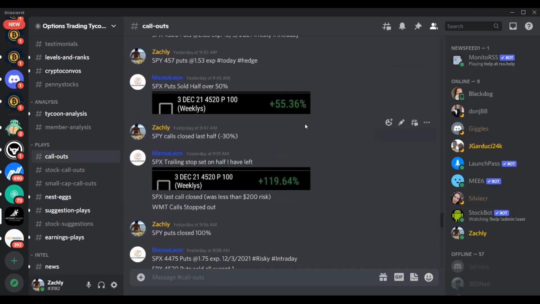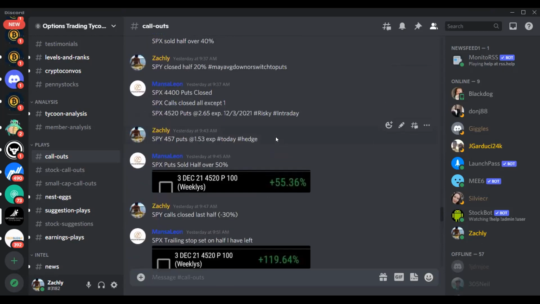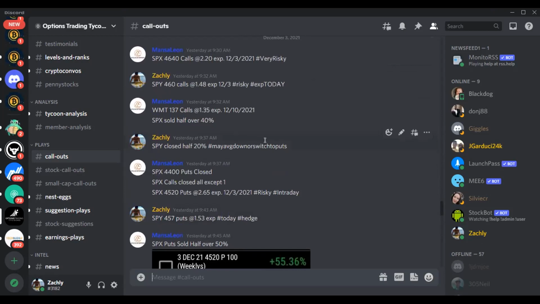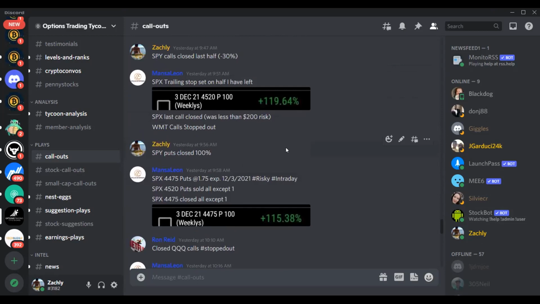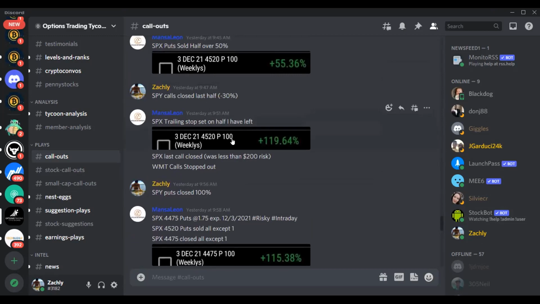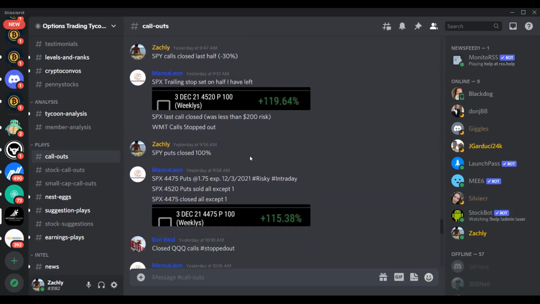But if you notice, we entered the SPY puts at 9:43, originally as a hedge against my calls. But as I said, I may average down or switch to puts. So instead of averaging down on my SPY calls, I saw the bearish engulfing candle. The demand zone didn't look strong. There was no demand showing in there. I went ahead and closed at 9:56 for 100%. From 9:47 to 9:56 is 9 minutes, so in 9 minutes I was able to double my money.